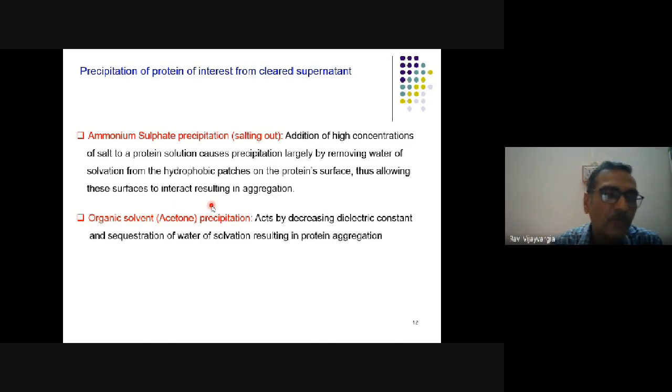Also, another way to enrich your sample is organic solvent, that is acetone precipitation. This also acts in the same way, but here it is by decreasing the dielectric constant of water and then sequestration of water of solution, resulting in protein aggregation. In this case, the protein aggregates sometimes might not solubilize again in water, but if your protein gets solubilized, then it is good. Otherwise, ammonium sulfate is the way to move forward.